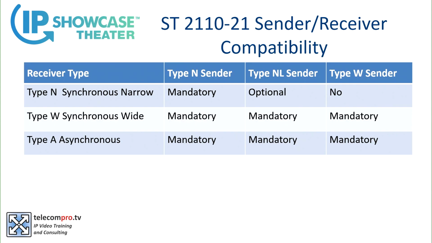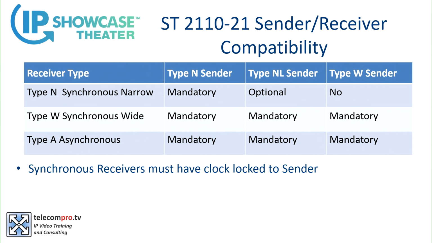So with our senders across the top, we have narrow, wide, and asynchronous receivers. So a narrow receiver works with a narrow sender. A wide receiver works with all kinds of other senders, and I'd make a crummy football joke here, but I'm not going to do that, I'm sorry. And then the asynchronous will work with all the different types of senders, even if the clock is not identical.